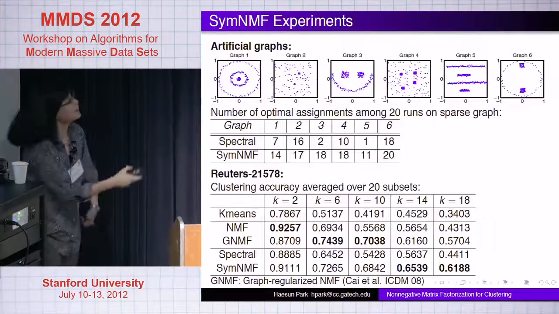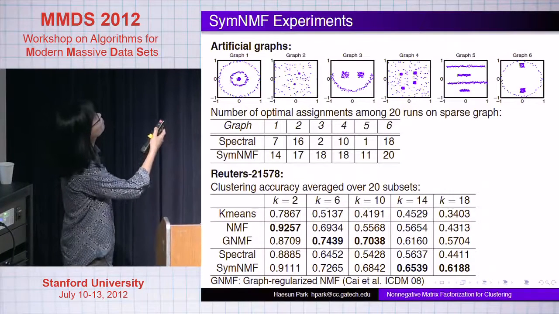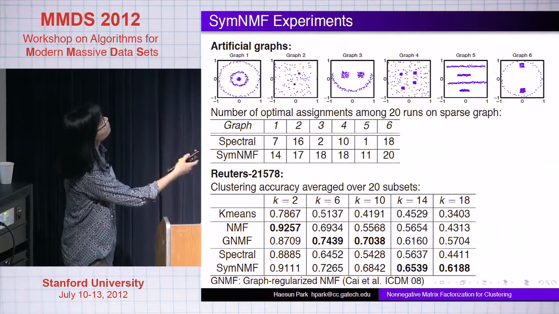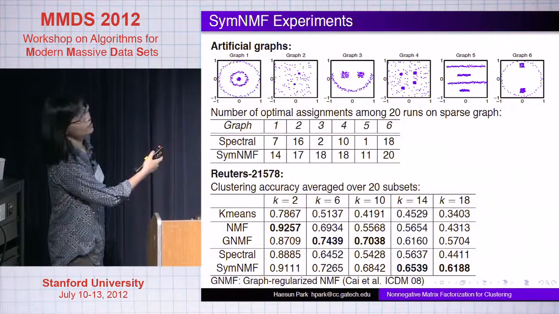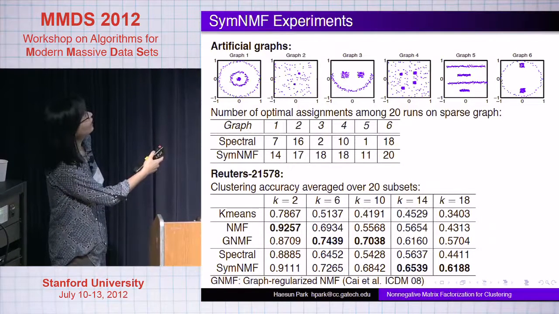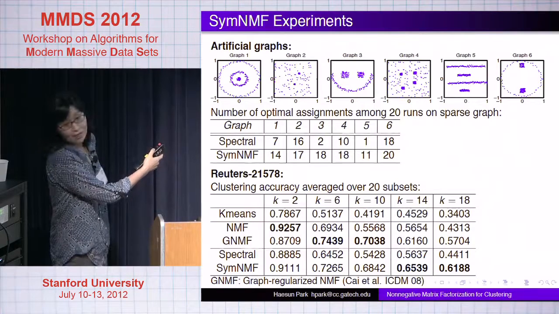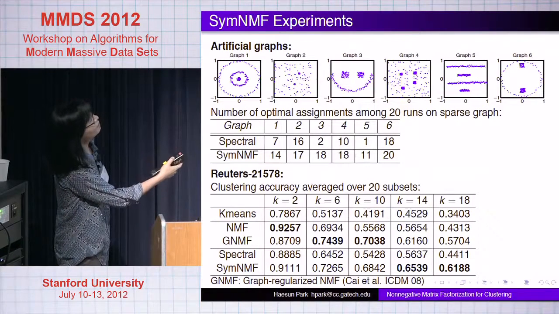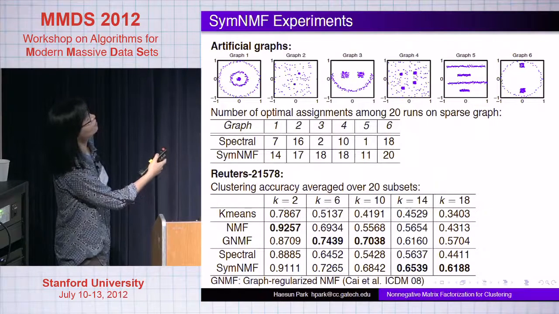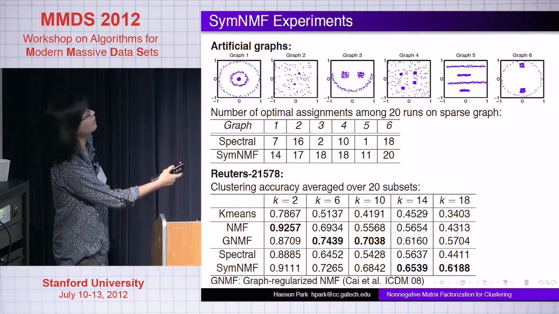Now I don't have much time left, so let me just quickly show you some results. These are artificial graphs, and we ran many different spectral clustering algorithms. This one is by Ng, Jordan and Weiss from NIPS 2001. This shows the number of optimal assignments among 20 runs. So symmetric NMF worked much better.